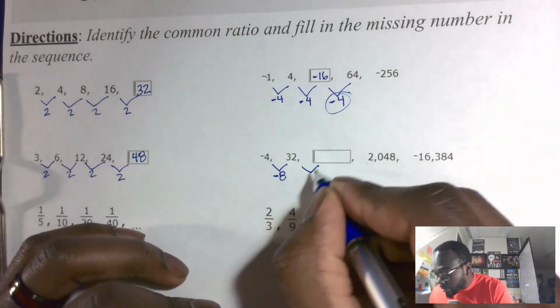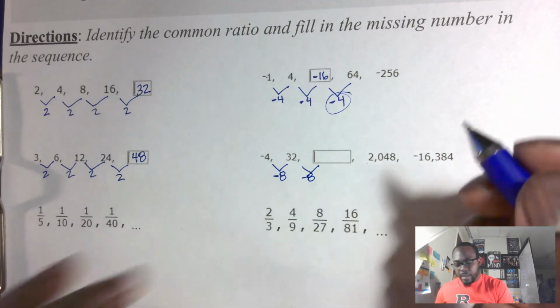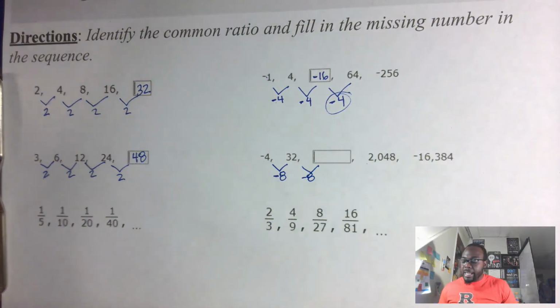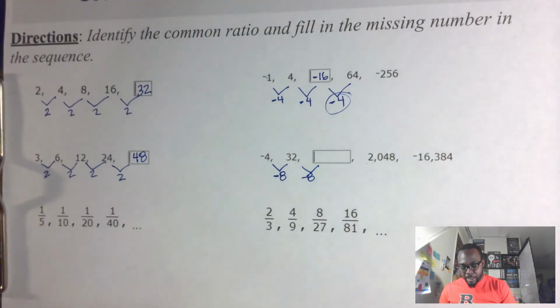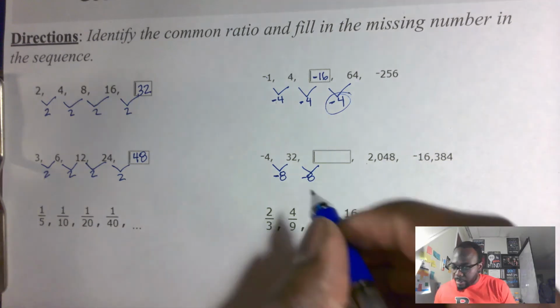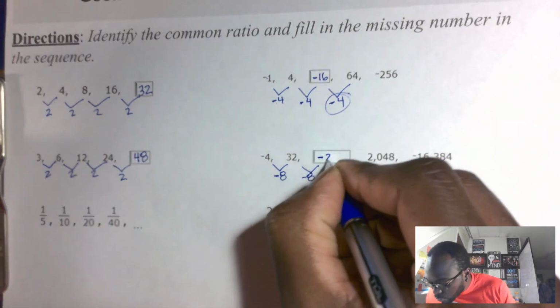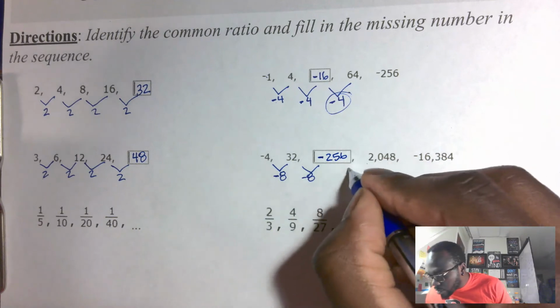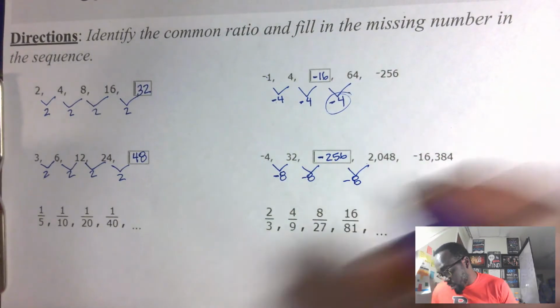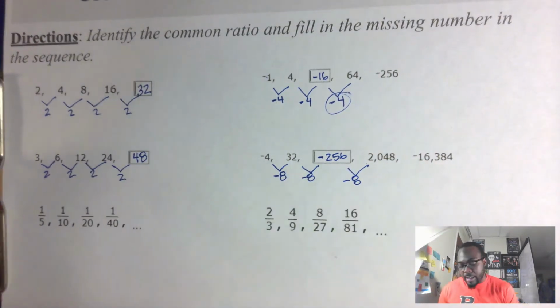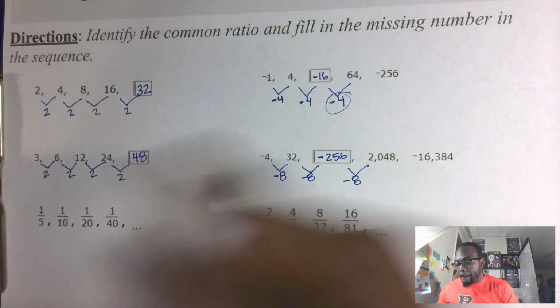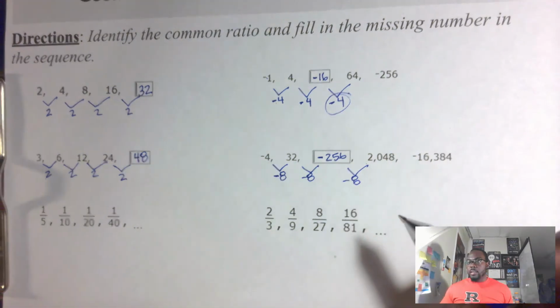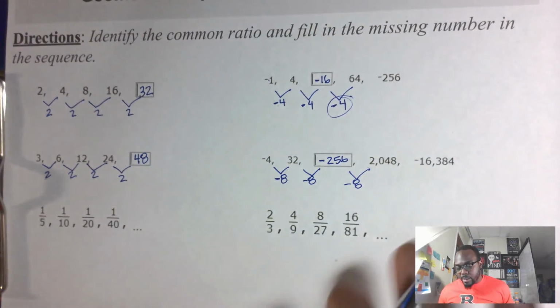So yeah, I wonder if my common ratio is negative 8, right? So that means I got a negative 8. So I'm not that good at numbers. So let me go. Negative 8 times 32. What do I get? Negative 256. Now I want to check to make sure that my common ratio is in fact negative 8. So negative 256 times negative 8, boom, what do I get? 2048. So yep, I'm good.